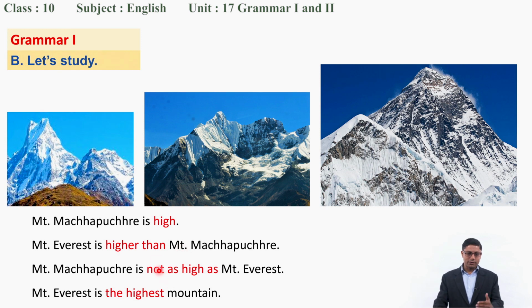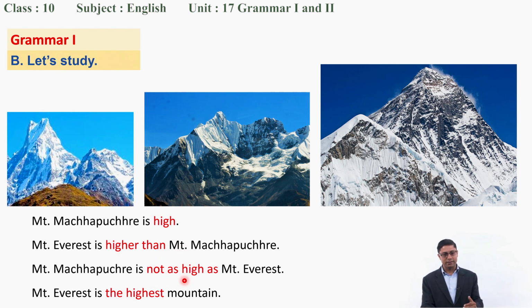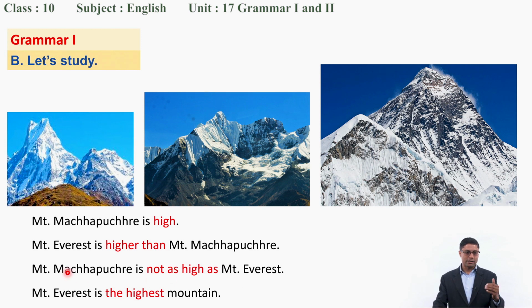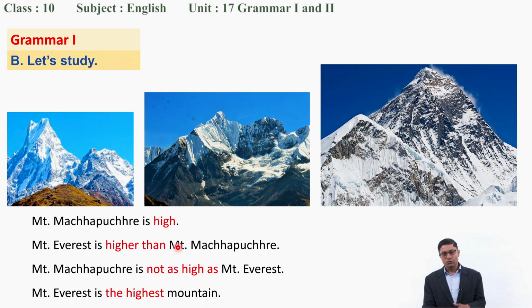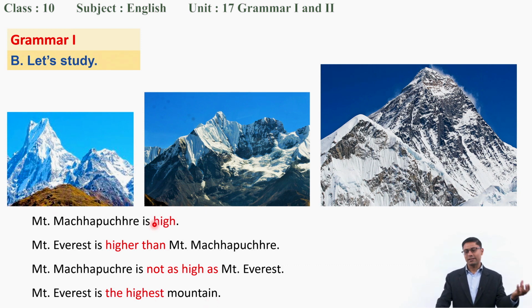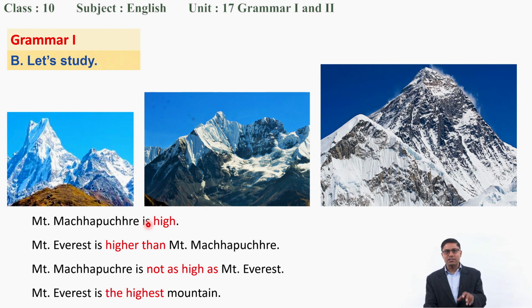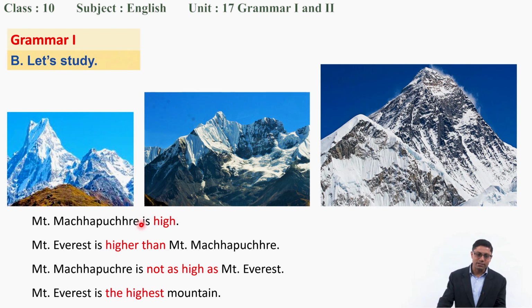But in the same case, we can also make a comparison in a different way using as. So we have used Mount Machapusari is not as high as Mount Everest. This is another way of making comparison using as, adjective or adverb, as. Look at the last one. Here we compared Mount Everest with all. That's why it's the highest. So if you talk about one individually, then positive degree. If you make a comparison between two, then comparative degree. And if you compare one with the rest of the others, then superlative degree.